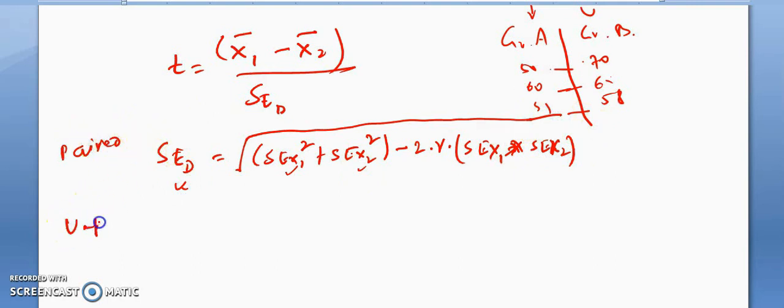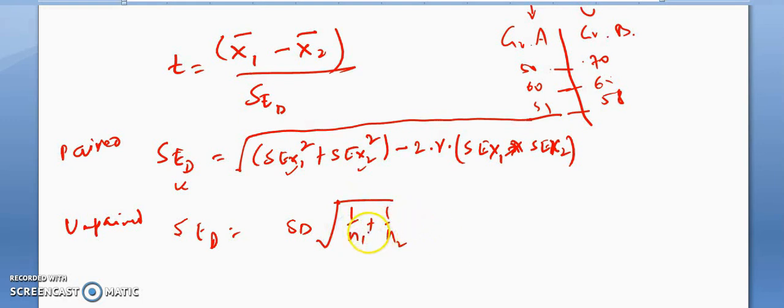For unpaired t-test, this SED is equal to the combined standard deviation of the two groups multiplied by square root of 1 by n1 plus 1 by n2. So n1 and n2 are the number of observations for the two groups. So this is how the t-value for the t-test is calculated.